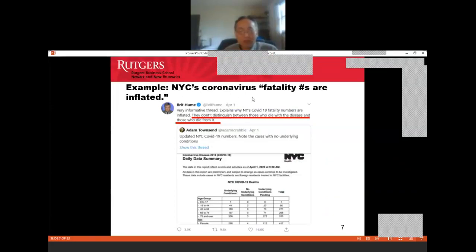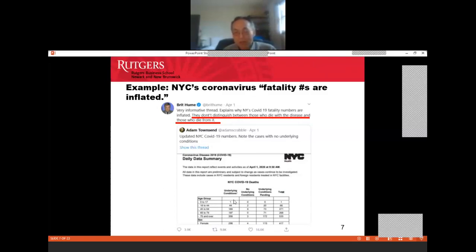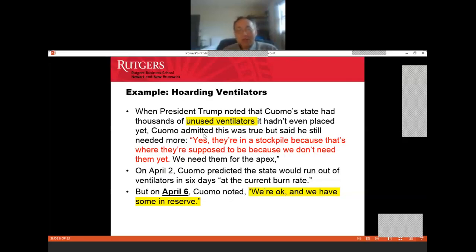Now, this is what happened actually in COVID-19. New York's COVID-19 fatality numbers may be inflated. If you look at the statistics, you pretty much count everybody who passed away during that period as part of the COVID-19 casualties. And in terms of hoarding, President Trump noticed that Cuomo's state had thousands of unused ventilators, but Cuomo was still asking for more. And he said, yes, they are in the stockpiles because that's where they are supposed to be, because we don't need them yet. And still he was asking for a lot more. But on April 6th, Cuomo said, well, okay, we have enough in reserve. So it's happening all the time.